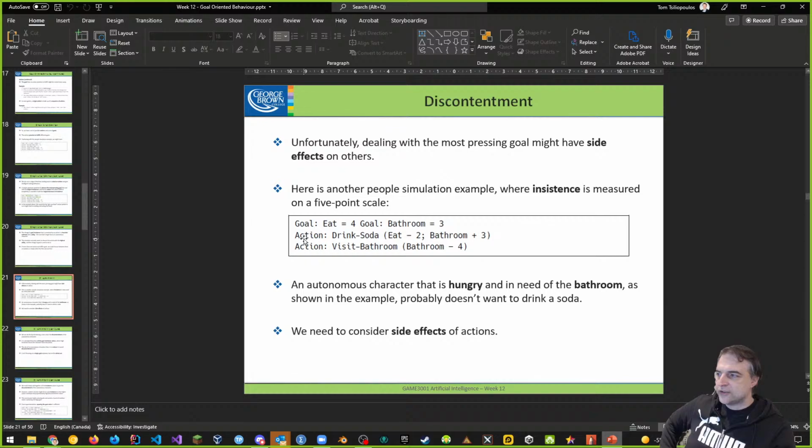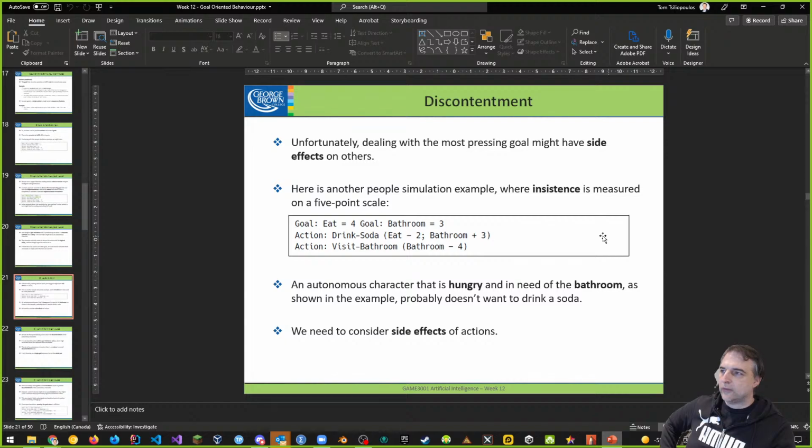And there's a couple of actions available to you. You can drink a soda, which would reduce your eat insistence by 2. So it's going to drop it from 4 to 2, but it's going to increase your bathroom insistence from 3 to 6. And it can't go to 6, so it'll go right to 5, right? So it'll be like, you need to go to the bathroom now. It has to be done immediately, because you just drank a soda. The other one would be, I want to visit the bathroom, right? And visiting the bathroom would reduce my bathroom insistence to 0, which is good. That's what we want.